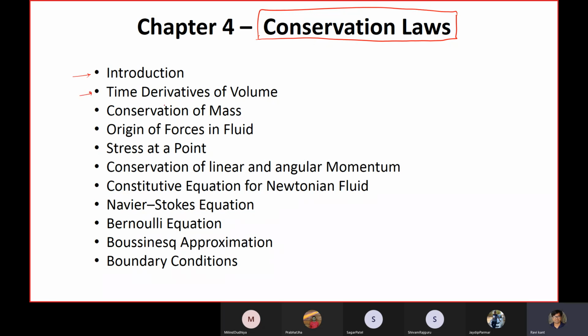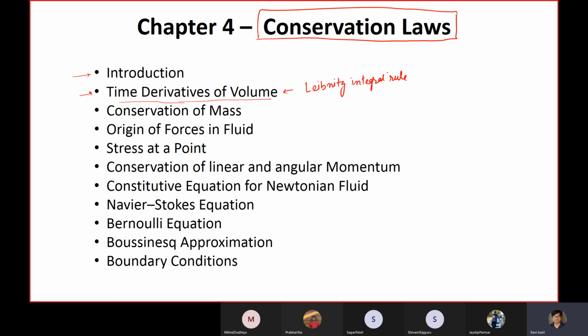Next, we will take up the time derivatives of volume, which is essential for deriving other equations. So this could be the fundamental mathematics, you could say. And in that, we'll talk something about the Leibniz integral theorem or rule.